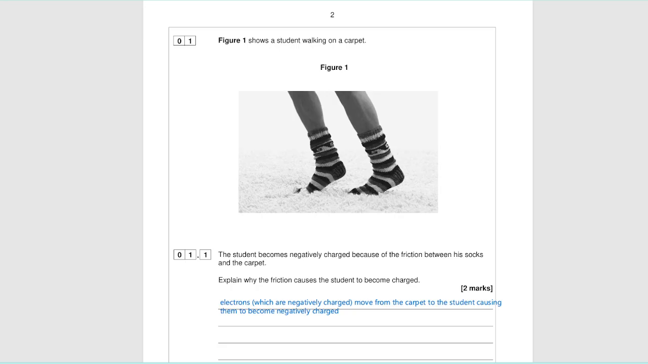Figure 1 shows a student walking on a carpet. The student becomes negatively charged because of the friction between his socks and the carpet. Explain why the friction causes the student to become charged. What happens is electrons, which as you may know are negatively charged, move from the carpet to the student, causing the student to then become negatively charged. And if you've ever been static shocked, this is what causes it.